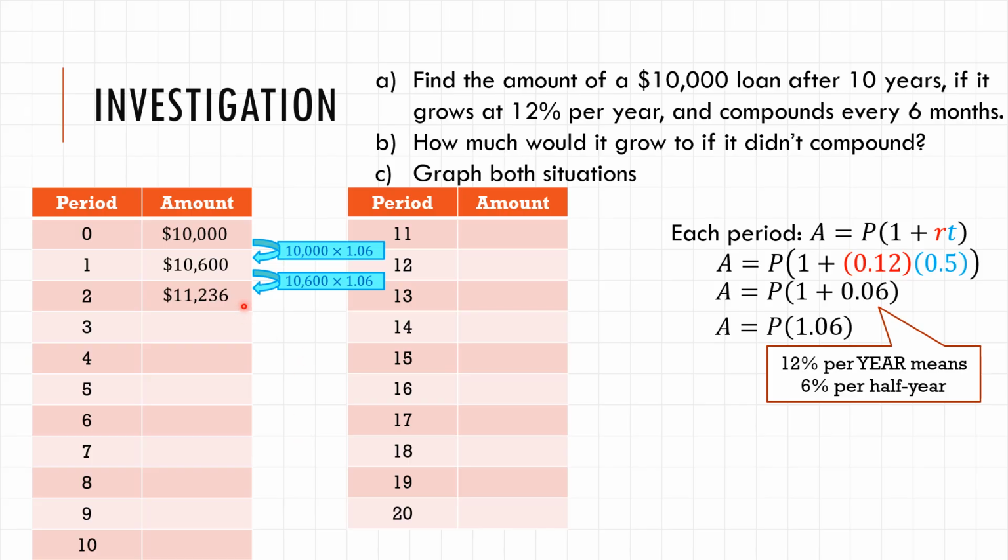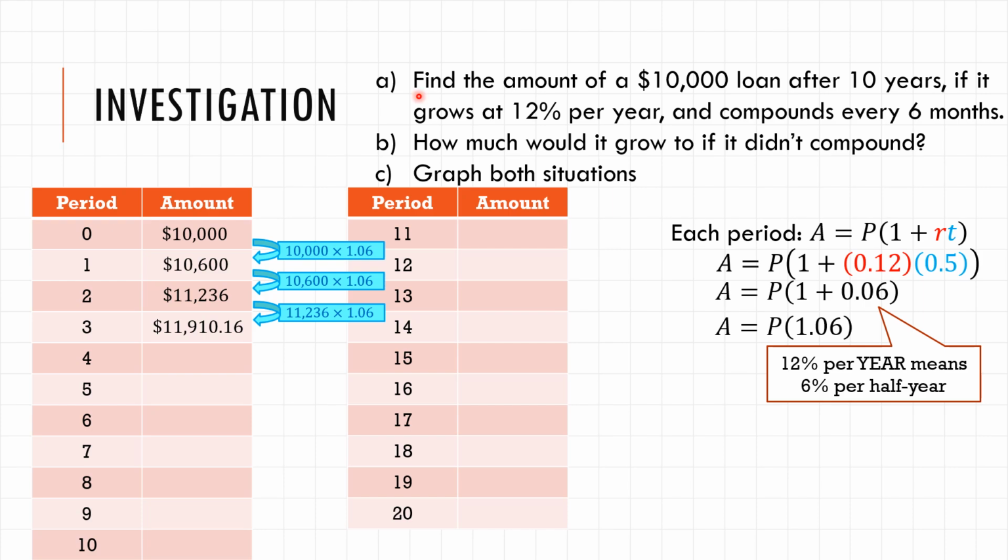To find out how much it will be after 3 periods, I can take this number and multiply it by 1.06 to get $11,910.16. So pause the video right here, fill out this table, find out how much it would grow to if we did not compound. In other words, use the simple interest formula to find out how much it would grow to after 10 years, and then plot both of those situations on a graph. And this should take you about 10 or 15 minutes.